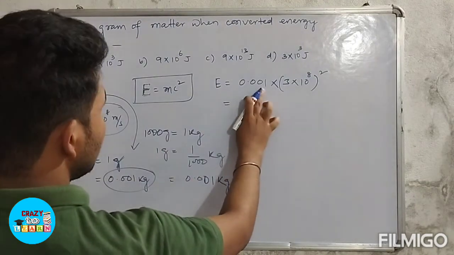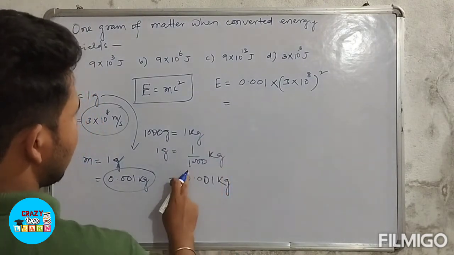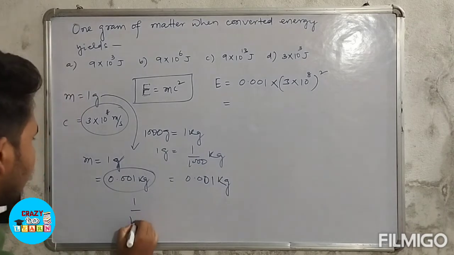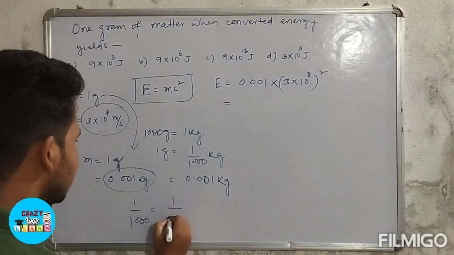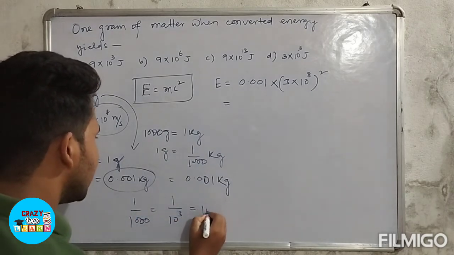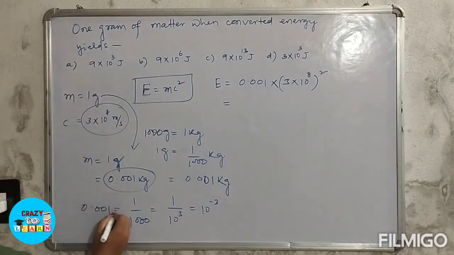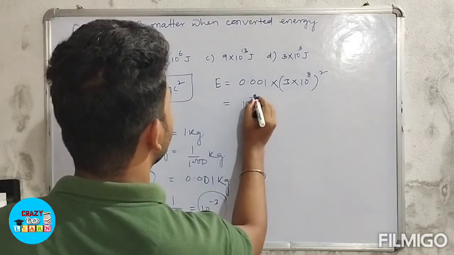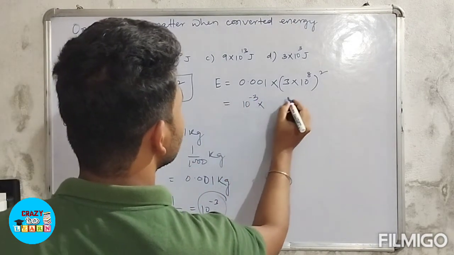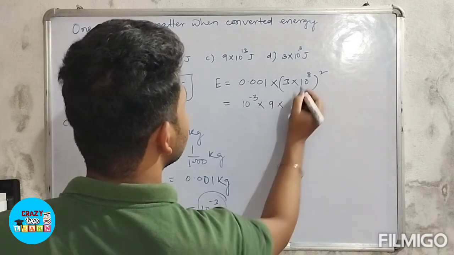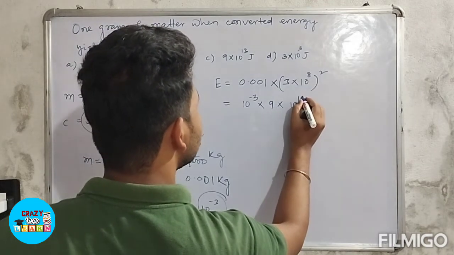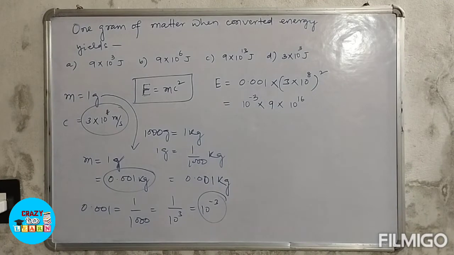It is equal to 1 by 1000. So 1 by 1000 means we can write it as 1 by 10 to the power 3, which is 10 to the power minus 3. So 0.001 is also equal to 10 to the power minus 3. So this is 10 to the power minus 3 into 3 square, which is equal to 9 into 10 to the power 8 square, that means 10 to the power 16.